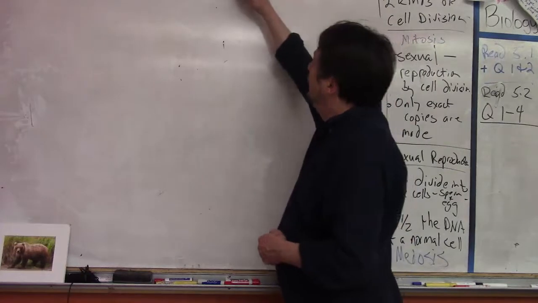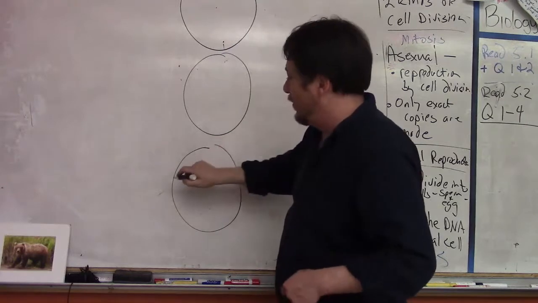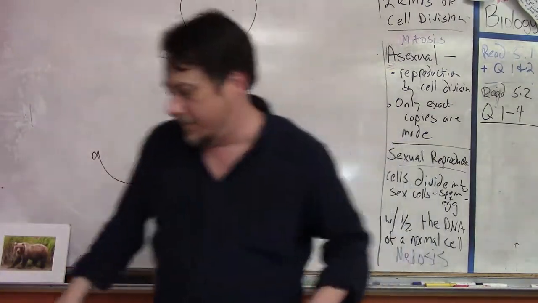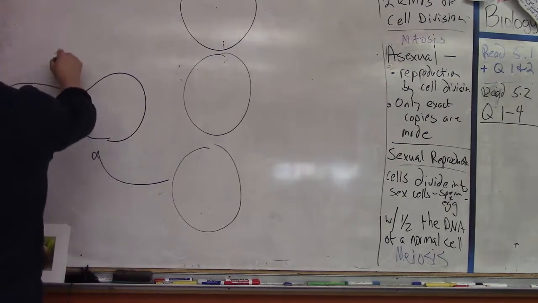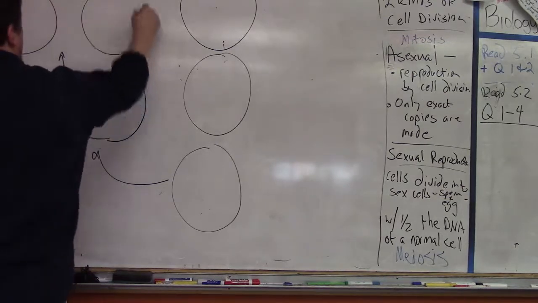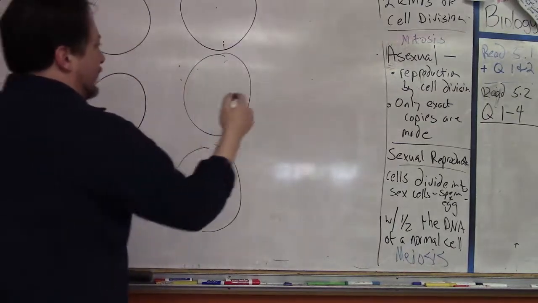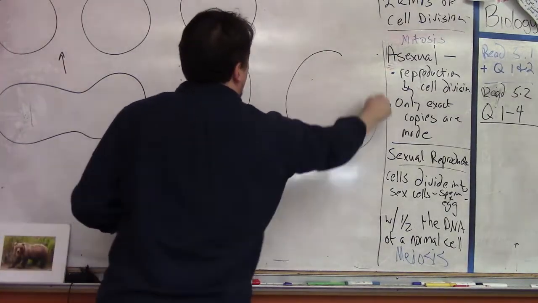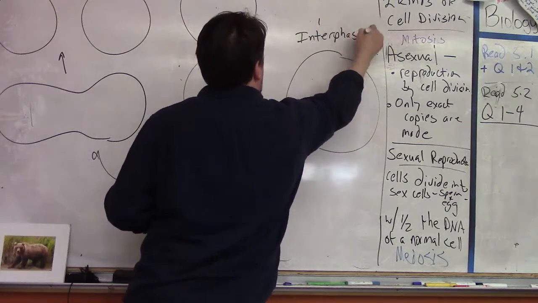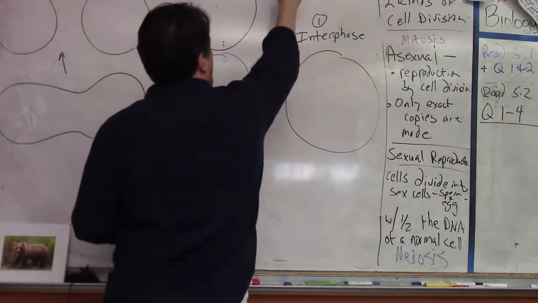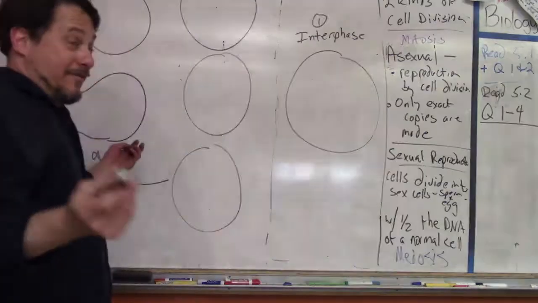So what I'm going to do is give you the 4 stages that lead to our 2 new cells. And here's the cell beforehand. I'll number these. So this is 1. We'll call this interphase. We've come to the end of interphase. This is not part of mitosis. It's part of the part of the cell cycle called interphase.